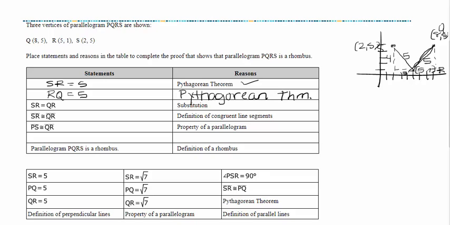Segment SR is congruent to segment QR. That's the definition of congruent line segments. Since they're the same length, we know that their segments would be congruent.